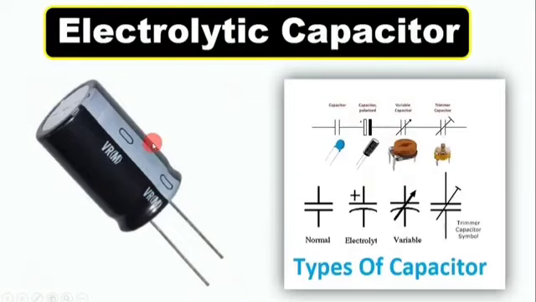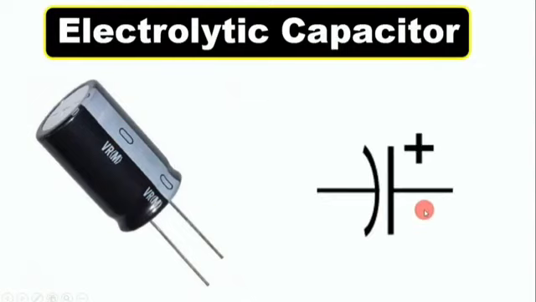Now this third component which you can see here is known as a capacitor. There are various types of capacitor and the picture you can see here is an electrolytic capacitor. Now the symbol of a capacitor is like this. Friends, the capacitor which you can see here is a polarized capacitor.